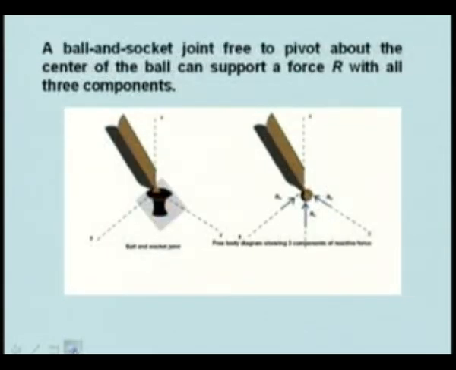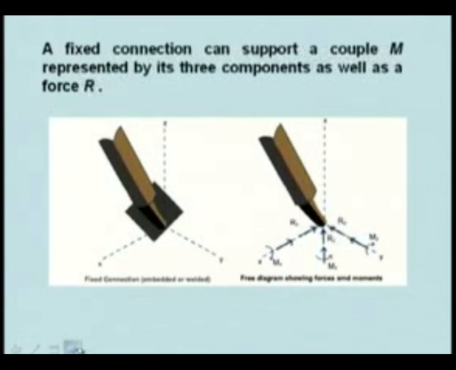Now, a bar and socket joint like this is free to pivot about the center of the bar and can support a force R with 3 components. So, it provides 3 components of reaction: Rz, Rx and Ry. The free body diagram is shown here.